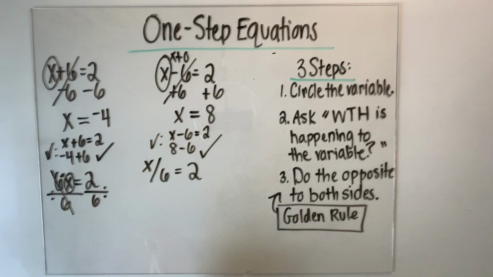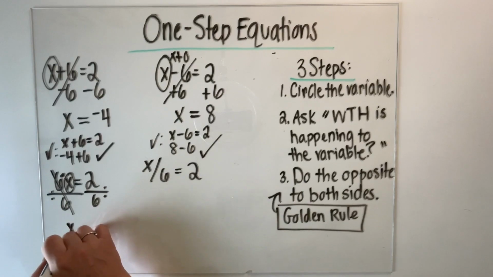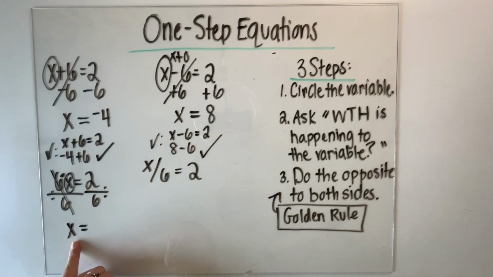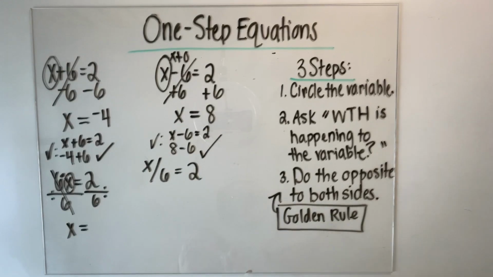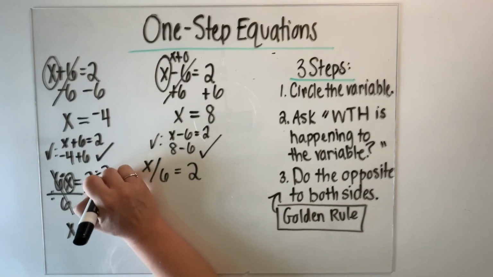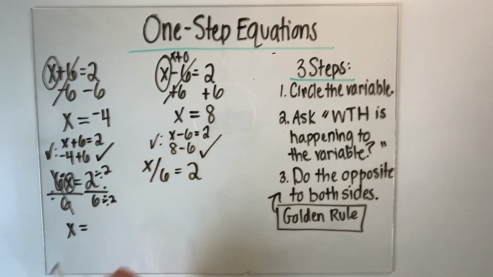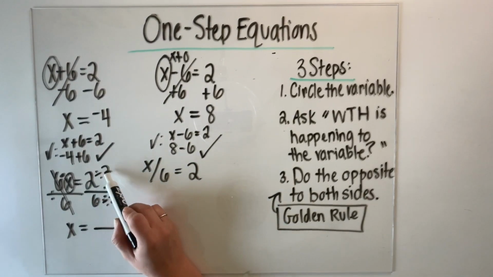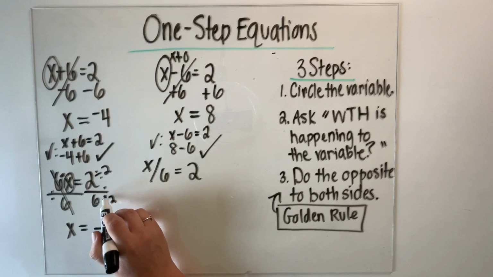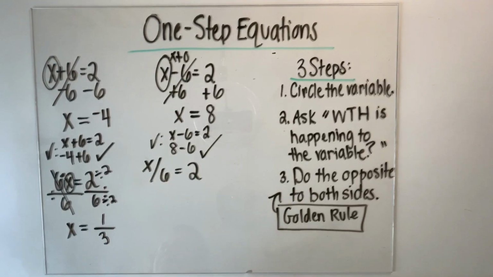6 divided by 6 is 1x. I don't need to write the 1. I know if there's an x, there's one of them. And 2 over 6 is actually going to stay a fraction. I can simplify the top and the bottom by dividing 2 on both the numerator and denominator. 2 divided by 2 is 1. 6 divided by 2 is 3.